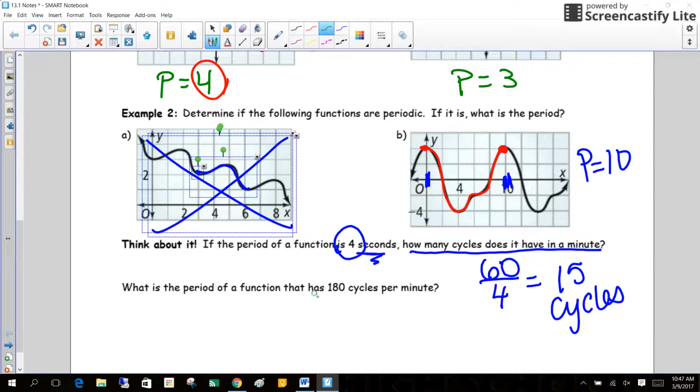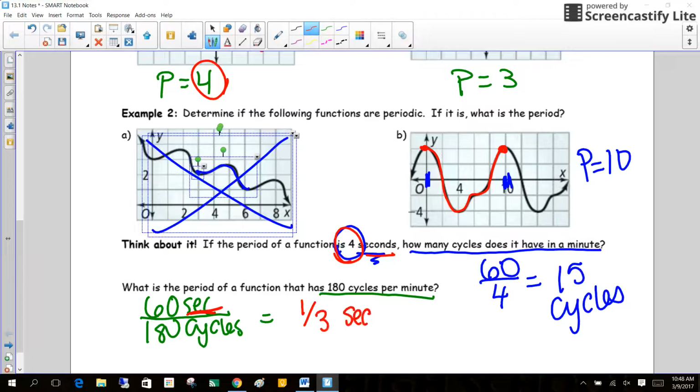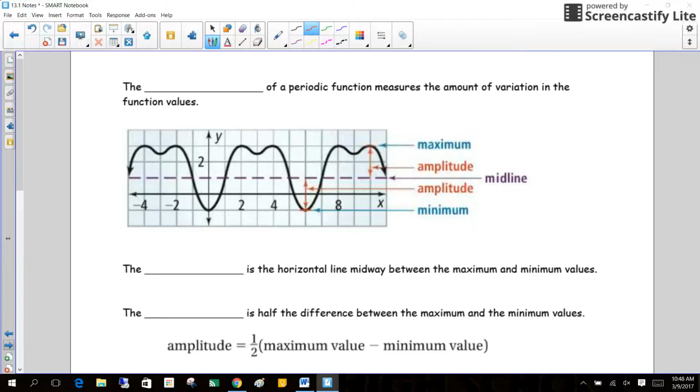What is the period of a function that has 180 cycles in 1 minute? So this is a little bit different. I know that, again, there are 60 seconds in 1 minute. I know that there's 180 cycles. The reason I write it like this, notice my units, seconds per cycle. That's what a period is. This was 4 seconds for each cycle. So seconds per cycle, I set it up as 60 divided by 180, or it'll be 1/3 of a second for each period. So that vocabulary will hopefully get easier as we use it more often.